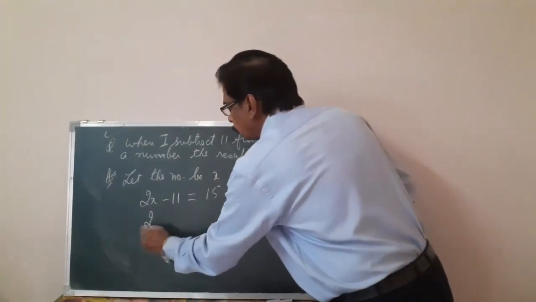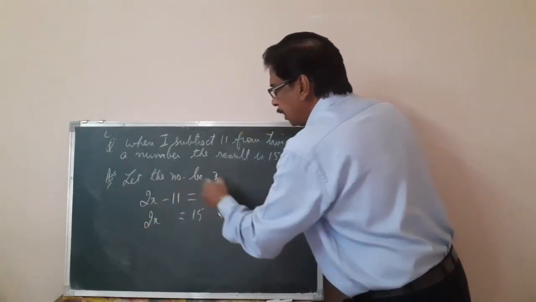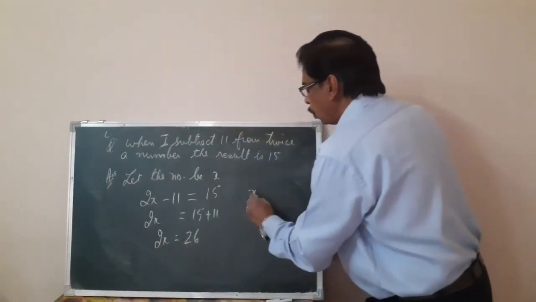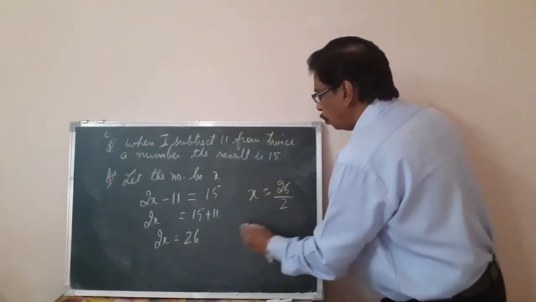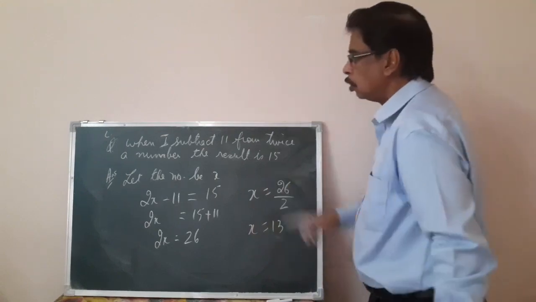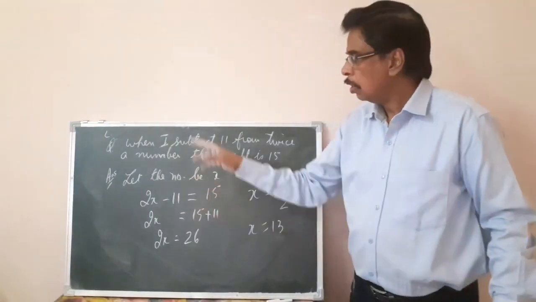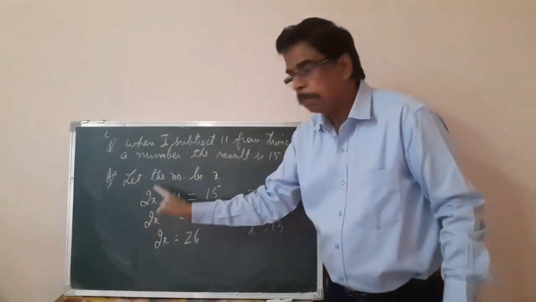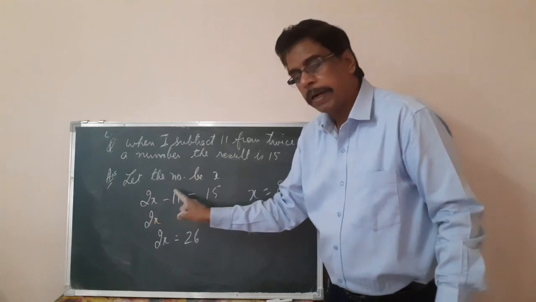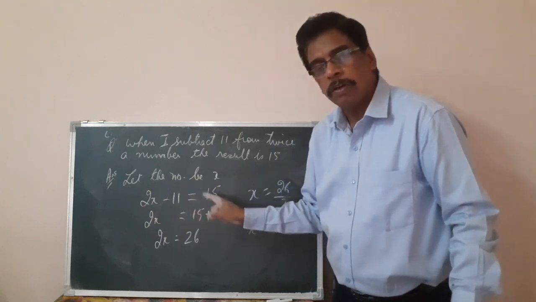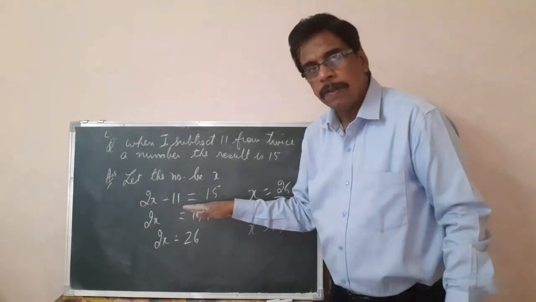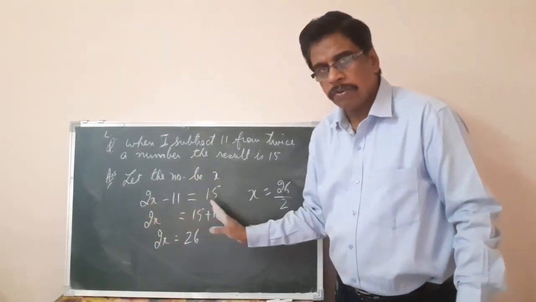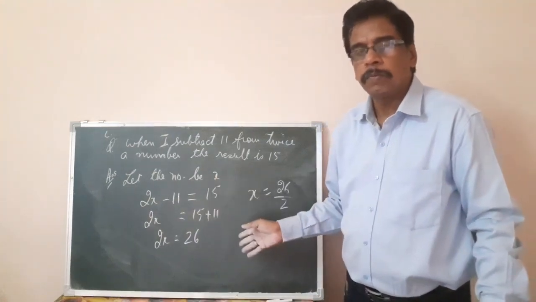So 2x is equal to 15 plus 11. 2x is equal to 26. So x is equal to 26 upon 2. X is equal to 13. So the number is 13. When I subtract 11 from twice a number, let the number be x, so twice a number, and I subtract 11, the result is 15. We got the linear equation, the algebraic equation. Now keep the variables one side, constants one side, and solve it. We get the solution. Next one.